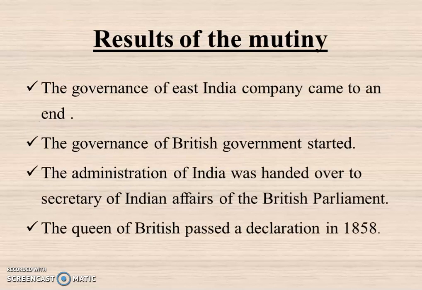Now, next, the results of the mutiny. The governance of the East India Company came to an end. The governance of the British government started. The administration of India was handed over to the Secretary of State for Indian Affairs of the British Parliament. The Queen of Britain passed a declaration in 1858. The declaration is as follows.